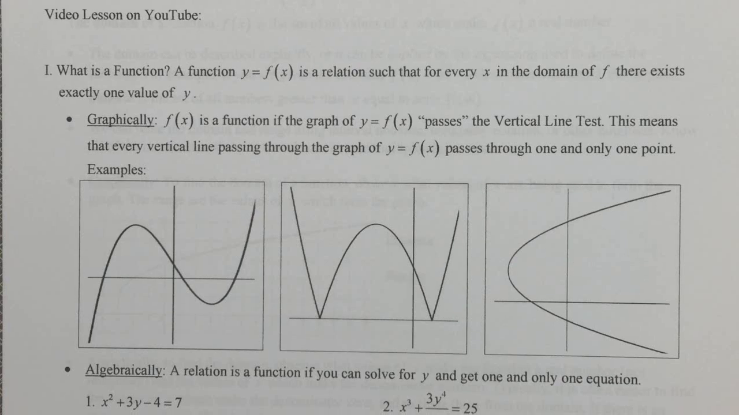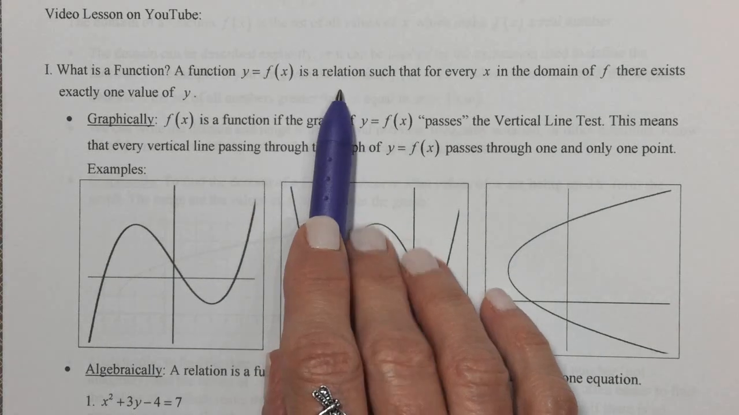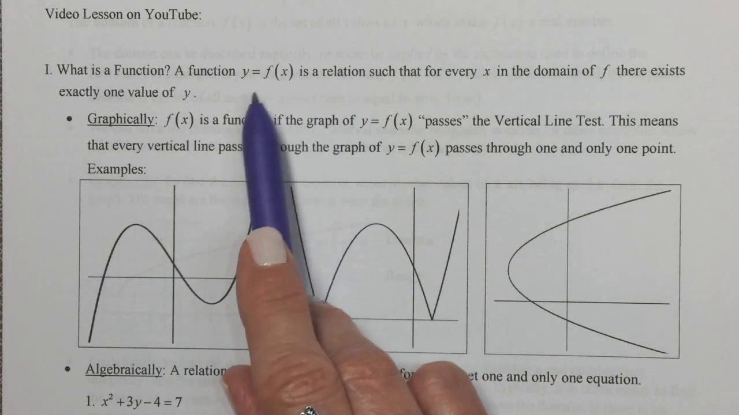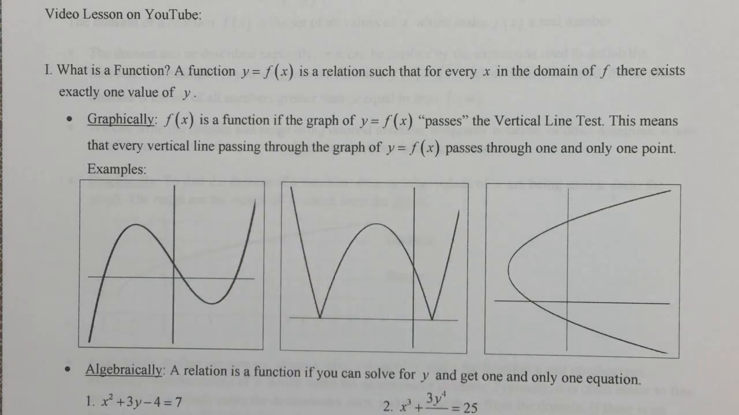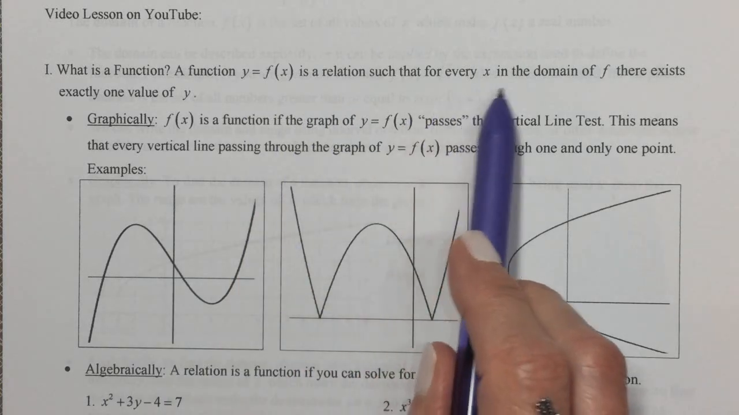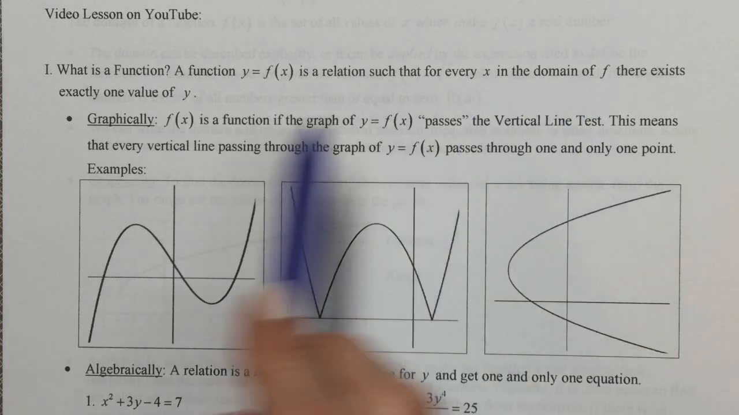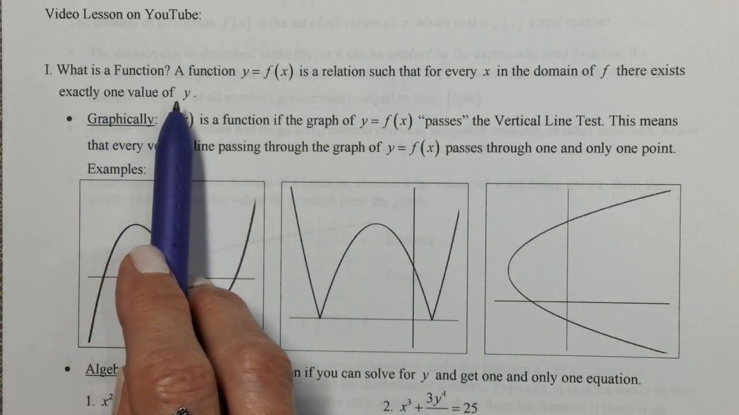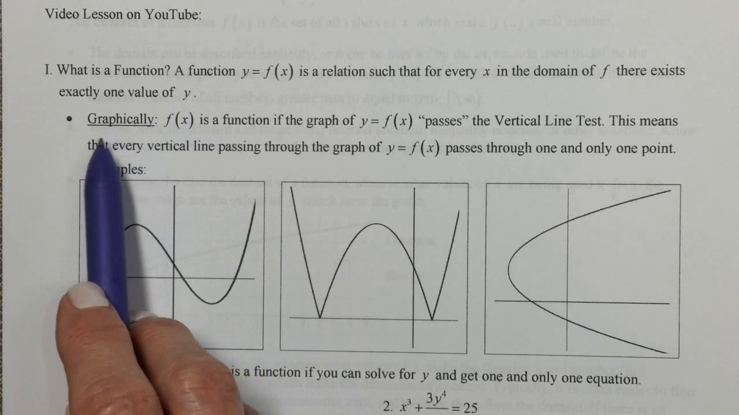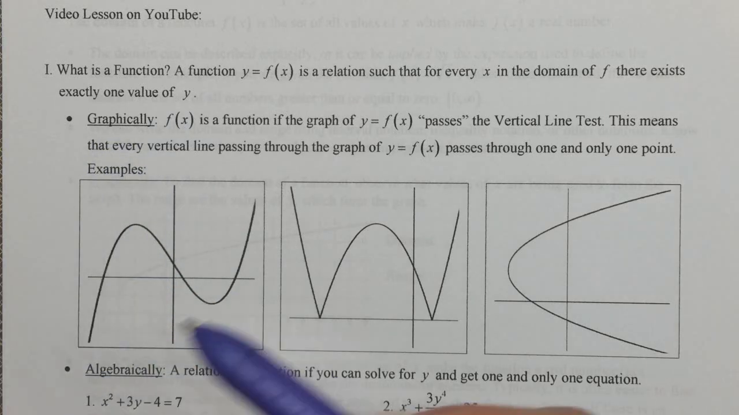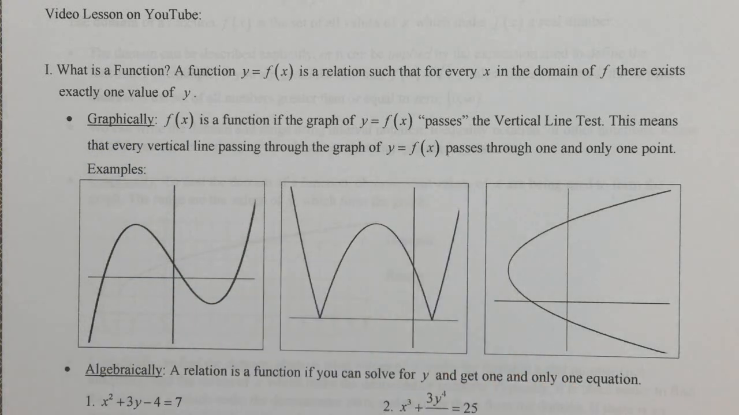Well, a function is a relation that relates, let's say, x and y. A function is a relation such that for every x in the domain of f, there is one and only one value of y. Graphically, a function passes what we call the vertical line test. That means that any vertical line that we draw through the graph passes through exactly 1 point, no more than 1 point.